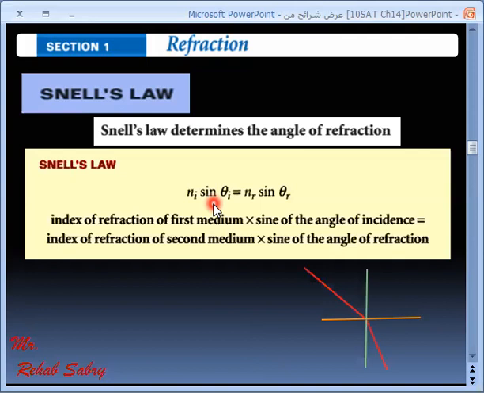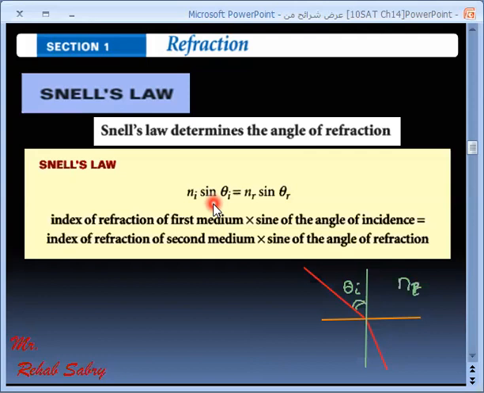Okay. The first medium, where theta I is located, has a refractive index called Ni. I means incidence. You can say incidence or initial, but here it means incidence. The word initial reminds you it's the first medium.